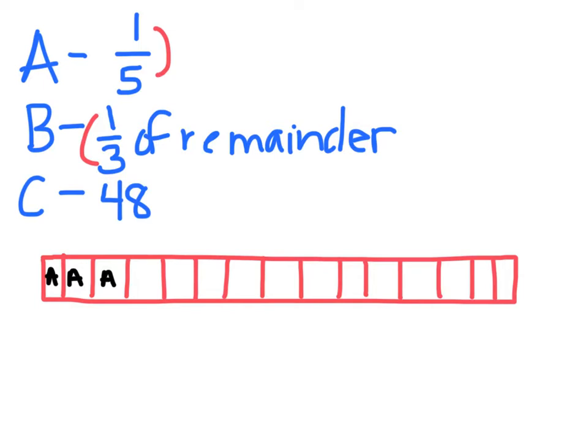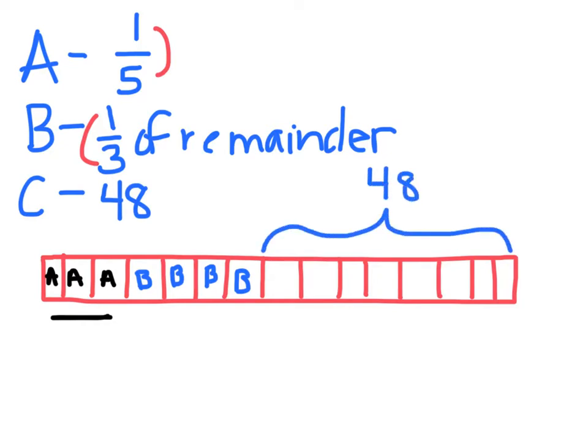Now Ben spent 1/3 of the remainder on part B. So how many parts do we have left? Well, we'll have 15 minus the 3 that were spent on part A, so we have 12 left. So 1/3 of 12 is 4. So 4 will be spent on part B. He spent 48 minutes on part C. That's what we have left.